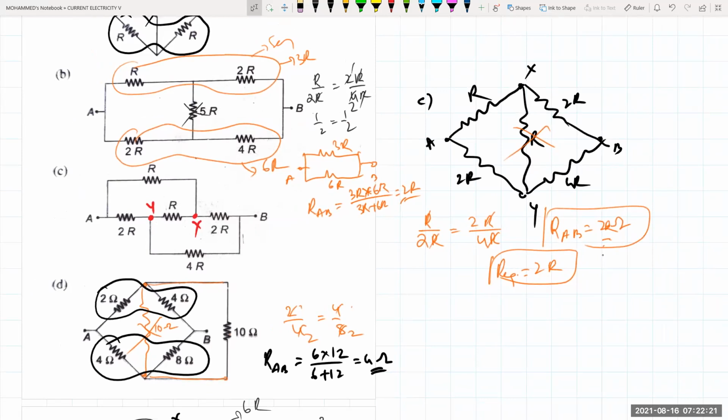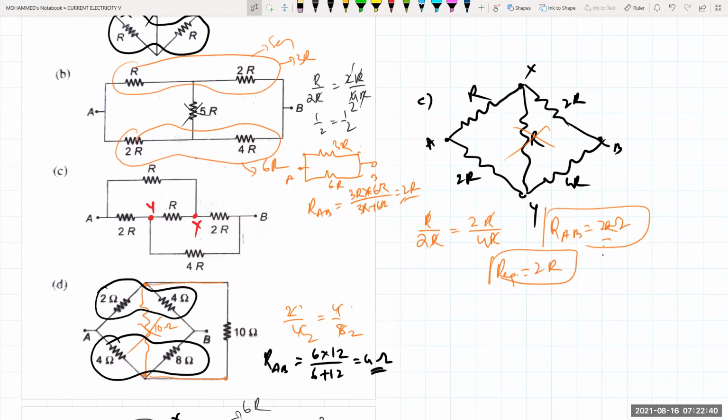Between A and X, there is one resistance. Between A and Y, there is another resistance 2R. Between X and B, there is one resistance, that is 2R. And between Y and B, there is another resistance 4R. So R by 2R is equal to 2R by 4R. So it is forming what? Wheatstone bridge. Got it? Yes, sir.